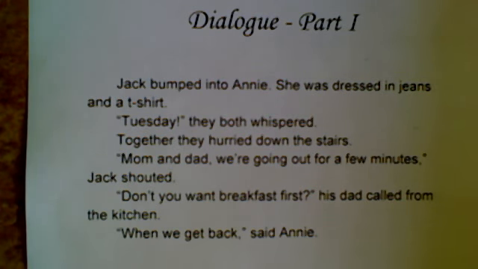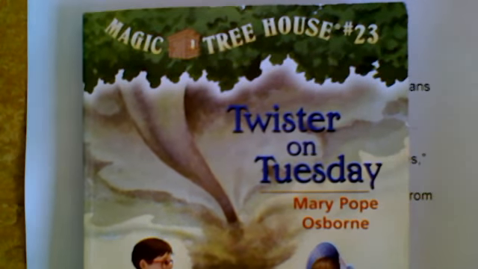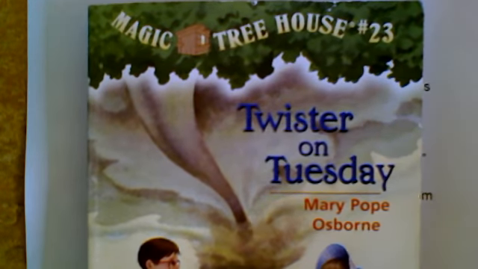We're going to look today at using dialogue in your writing. Dialogue is a wonderful way of making your stories more interesting and bringing them to life. So I'm going to start by reading a dialogue that is from the Magic Treehouse book. It's from Twister on Tuesday by Mary Pope Osborne.